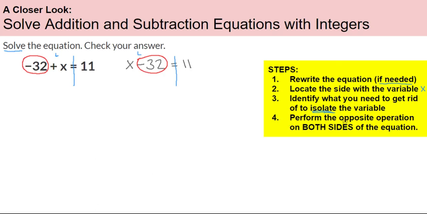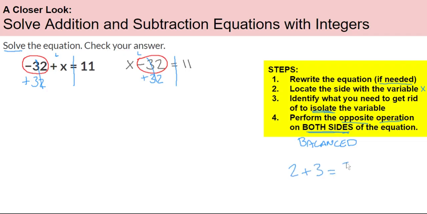Step four, perform the opposite operation on both sides of the equation. So what's the opposite of -32? Right, plus 32, positive 32. What that's actually going to do is cancel it out and leave x by itself. However, we got to make sure we do it to both sides of the equation because that will keep it balanced.